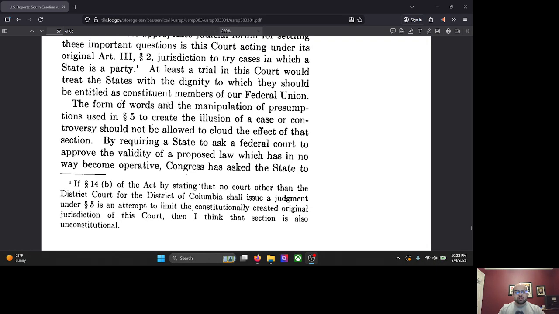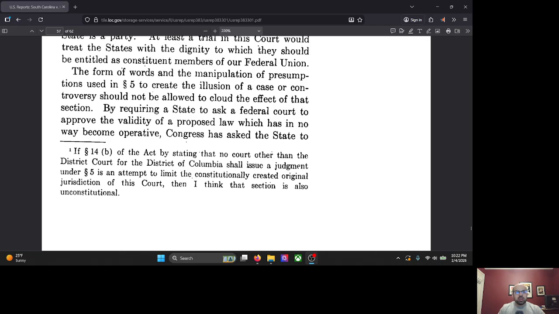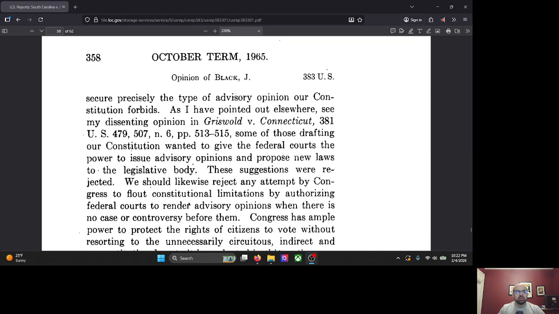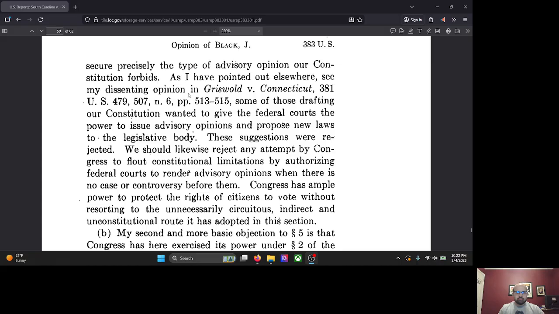The form of words and the manipulation of presumptions used in subsection 5 to create the illusion of a case or controversy should not be allowed to cloud the effect of that section. By requiring a state to ask a federal court to approve the validity of a proposed law which has in no way become operative, Congress has asked the state to secure precisely the type of advisory opinion our Constitution forbids.